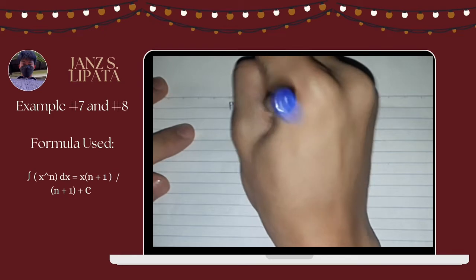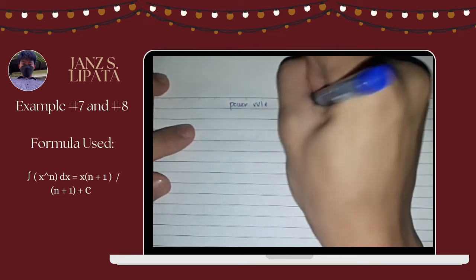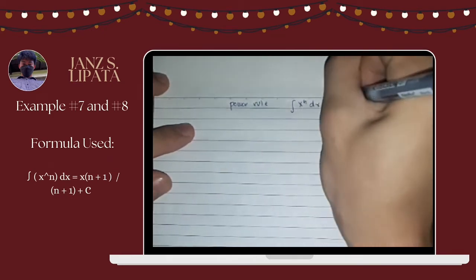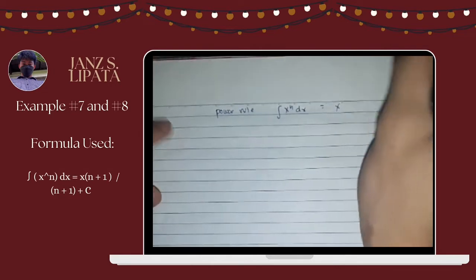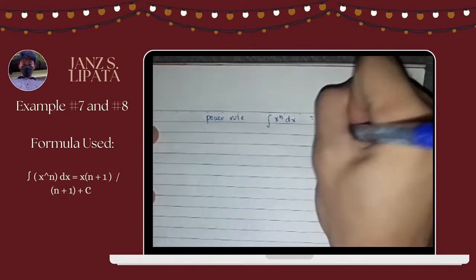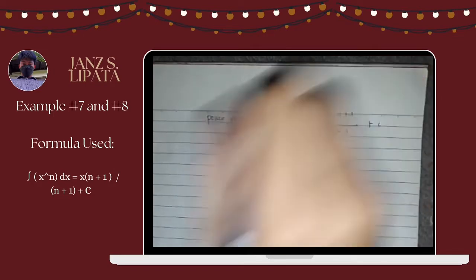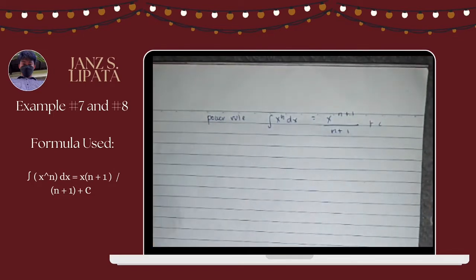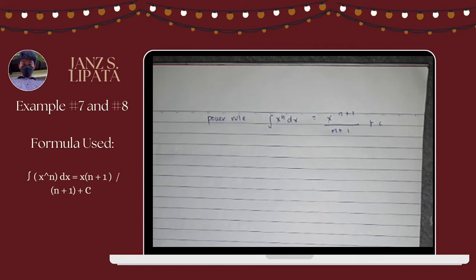Power rule, which is the integral of x raised to n dx is equal to x raised to n plus 1 over n plus 1 plus c. And in number 7, I have this. First of all, the integration is the antiderivative, or the reverse of the derivative.